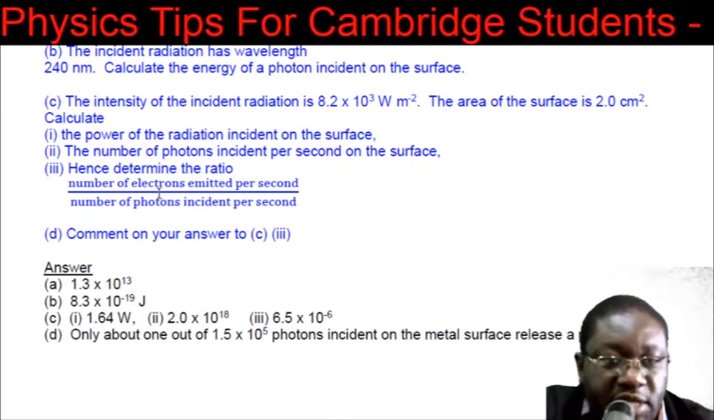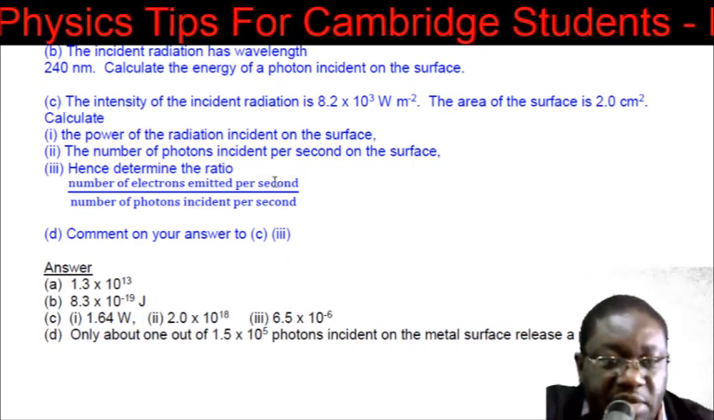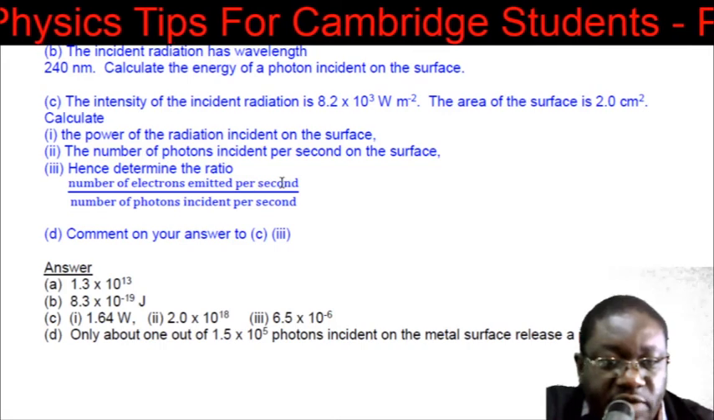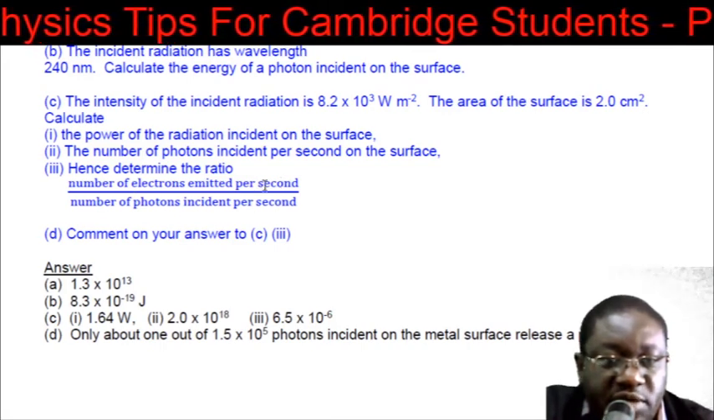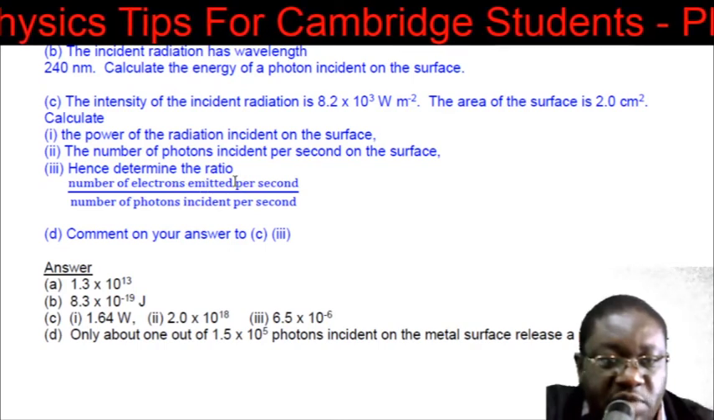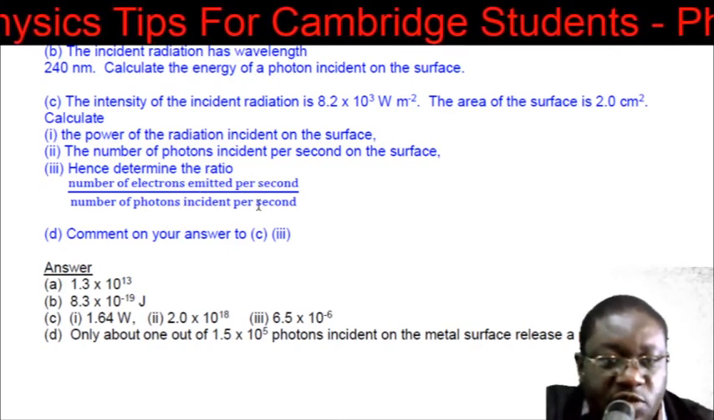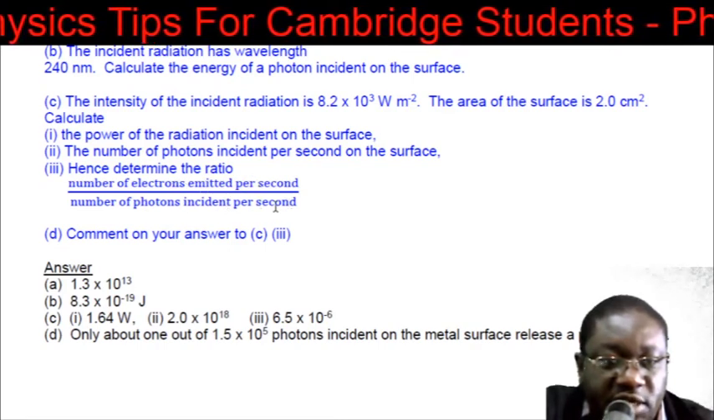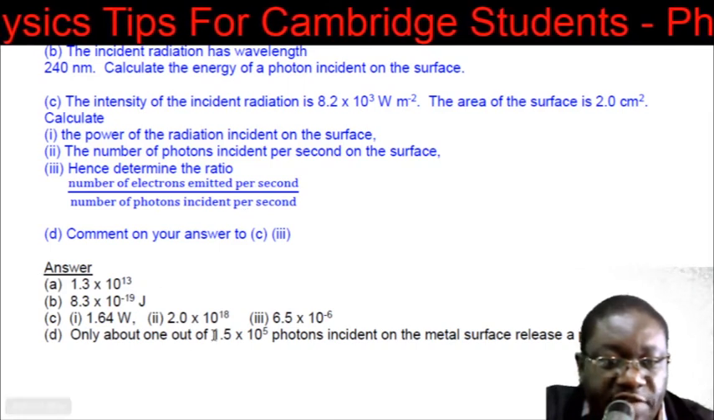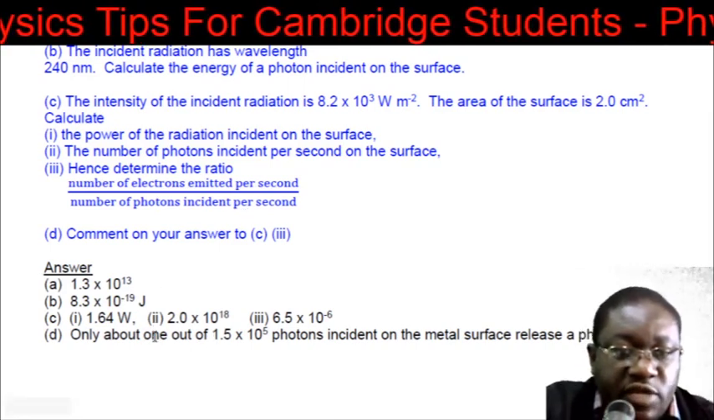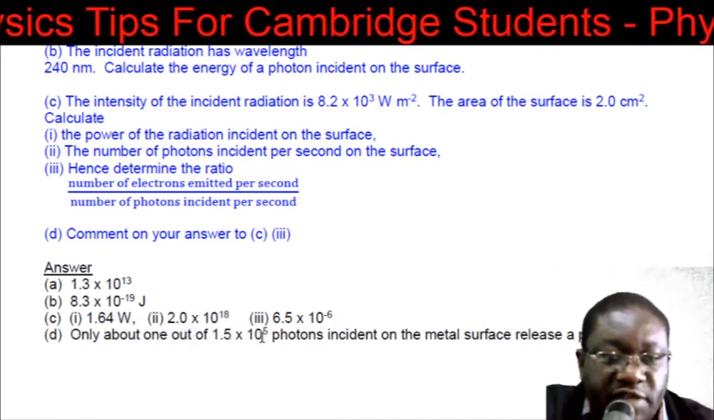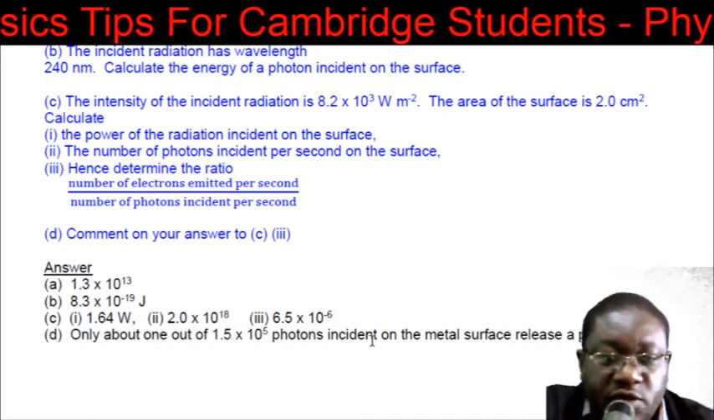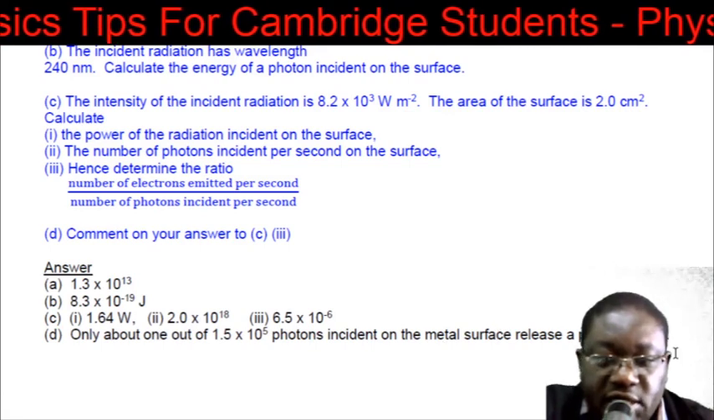So what it means here is the number of electrons that are emitted is way less than the number of photons that were incident. So it means fewer photoelectrons were emitted from the surface as compared to the photons that were incident. Only a fraction of electrons were emitted. So about 1 in 1.5 times 10 to the power 5 photons incident on the metal surface releases a photoelectron.